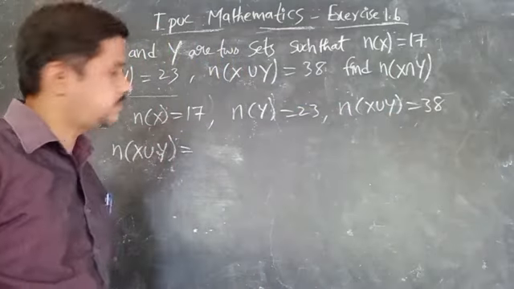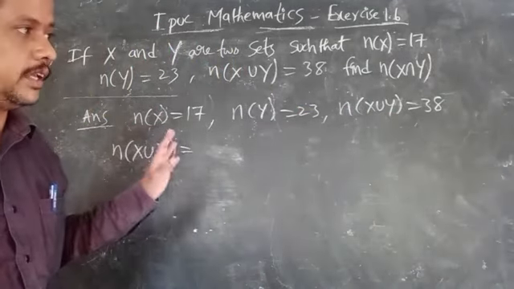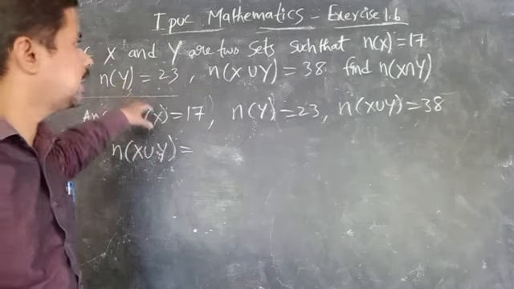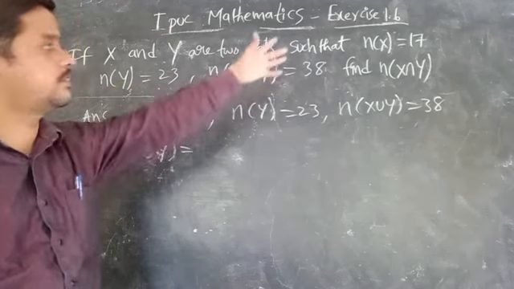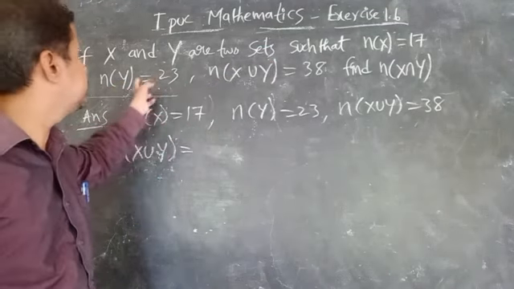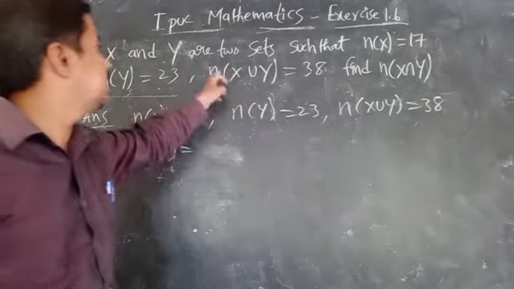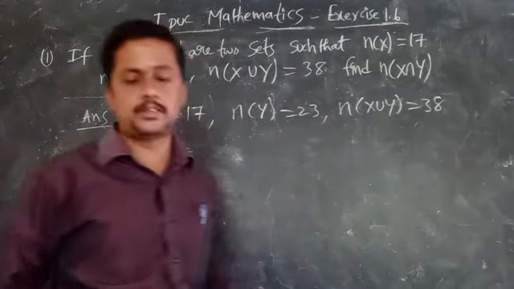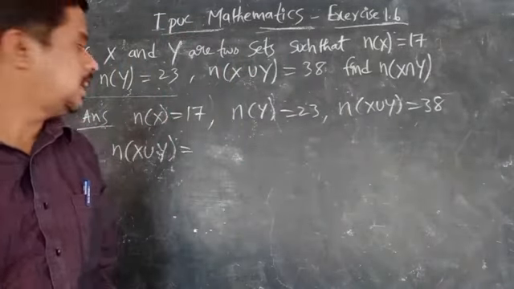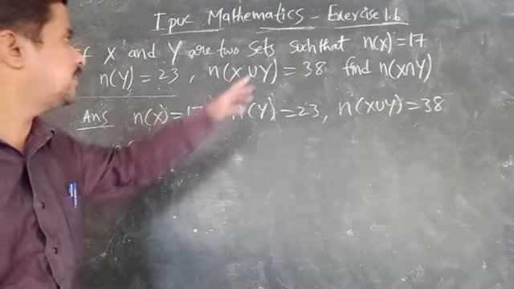So first you have to write the given data. What is the given data? N of X is equal to 17, N of Y is equal to 23, N of X union Y is equal to 38. And you have to find out N of X intersection Y.